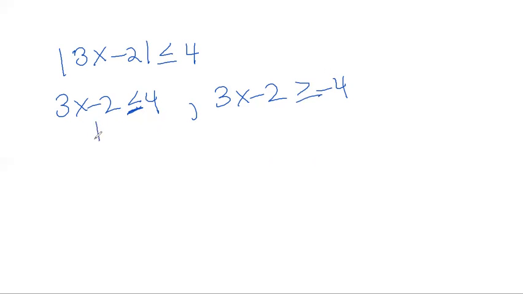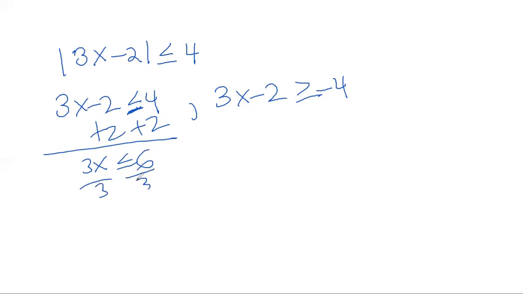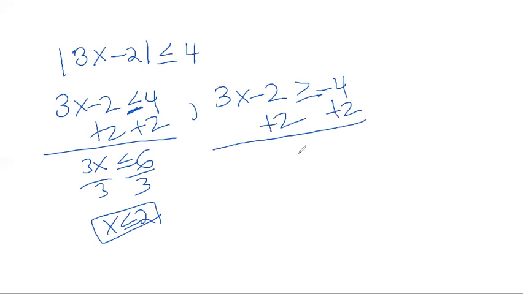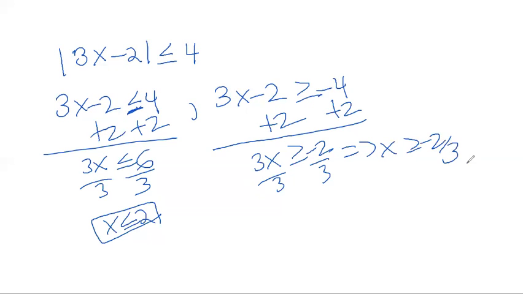So now you want to solve both of them separately. So I have 3x, I add 2 to both sides, 3x <= 6. Divide by 3, x <= 2. Here, I'm just going to add 2 to both sides. 3x >= -2. Divided by 3, x >= -2/3.